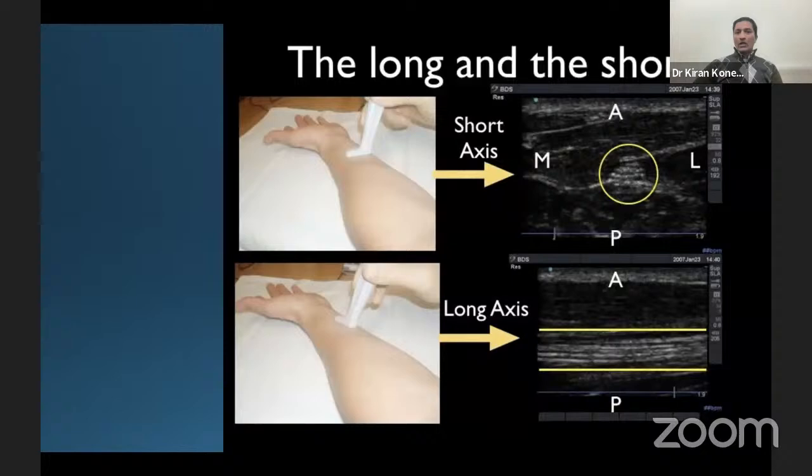So the long and short axis is fairly simple. When the probe is perpendicular to the target, it's predominantly a short axis. And when the probe is placed parallel to the target, either the nerve or the arteries, then it will be the long axis, as shown here.